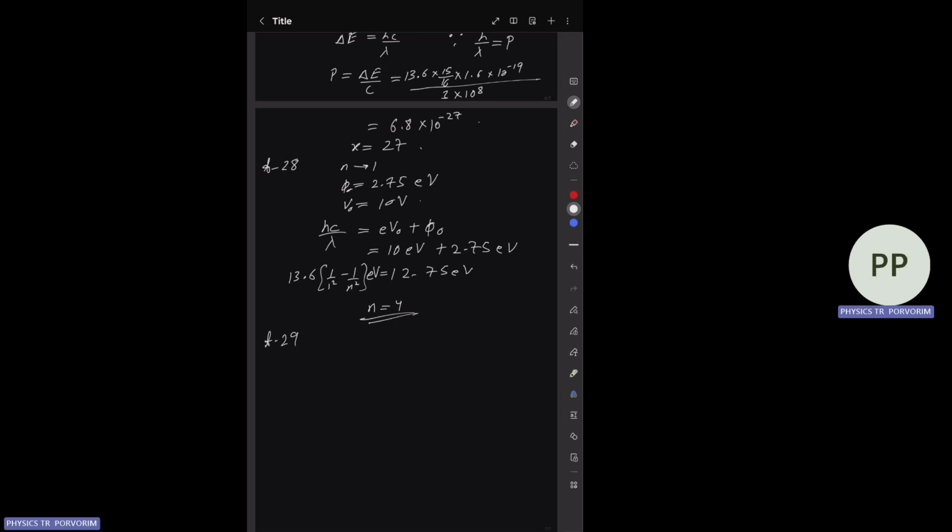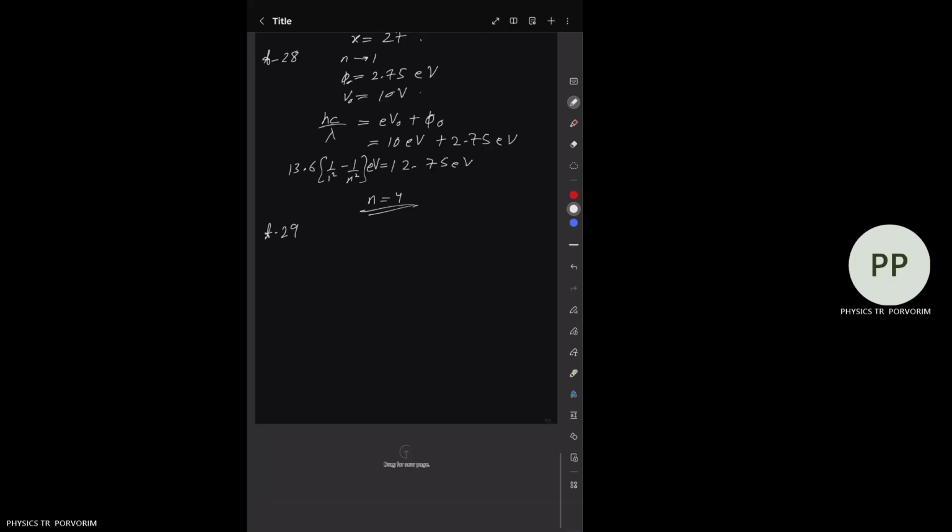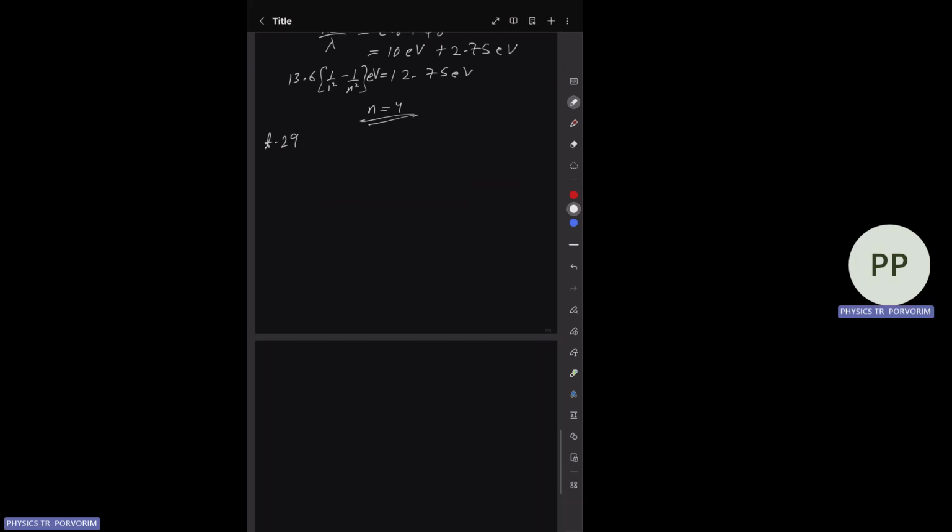Now question 29. The ionization energy of a hydrogen atom is 13.6 electron volt. Hydrogen atoms in the ground state are excited by monochromatic light radiation of photon energy 12.1 electron volt. According to Bohr's theory, how many spectral lines can be emitted by hydrogen? So we have to calculate the spectral lines emitted.